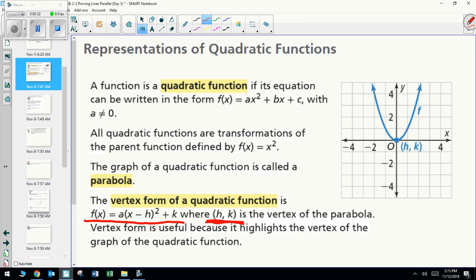Okay? And it also is worthy to note the standard form of a quadratic function is seen here. But we're going to talk more about that later. And it's also important to remember that the original parent parabola y equals x squared is a U-shape opening upwards. Right? And the vertex is either the highest or lowest point on the parabola.